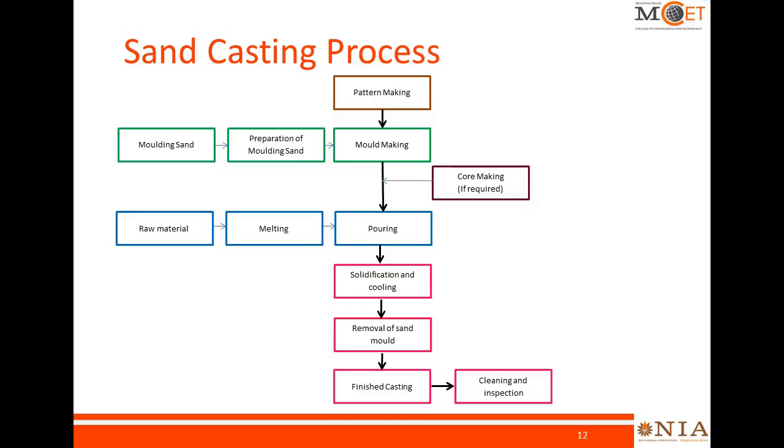And once the mold is ready, the next process is pouring. Pouring is melting the metal and pouring it into the cavity. For that you require raw material to melt, and that molten metal has to be poured into the mold cavity. Once it is poured, the next step is solidification and cooling. Once it is fully solidified and cooled, the next process is removal of the sand mold. Break open the mold, and we will get the finished casting. Casting is the final component, and that has to be cleaned and inspected. So this is the process flow of a sand casting process.